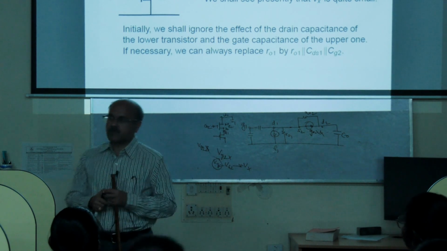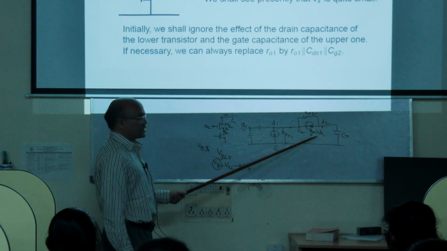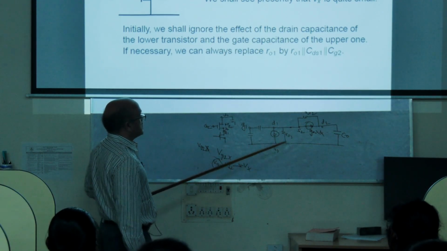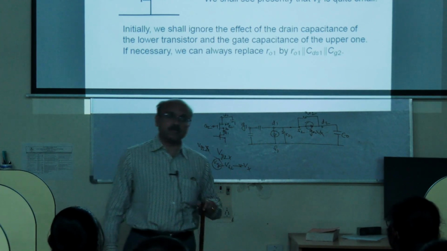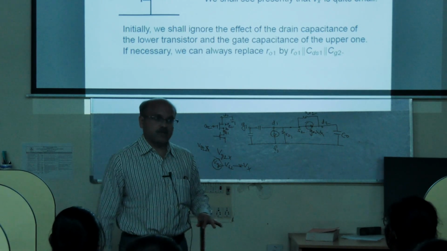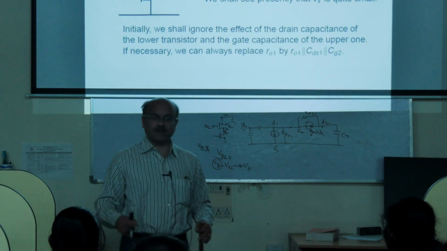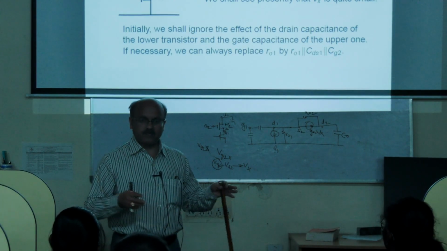So this is my GM2 Vx and R02, and R01, and that's all. This is a possible equivalent circuit for the cascode. Now what do I have to do? Same again, KCL I have to do, and then I have to evaluate. Ultimately I have to evaluate the transfer function.